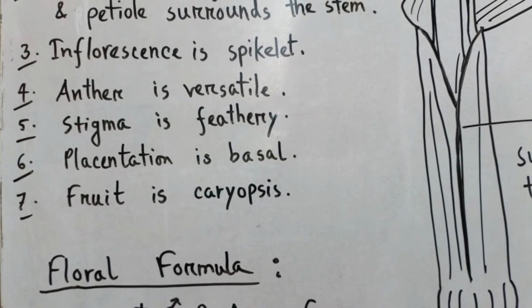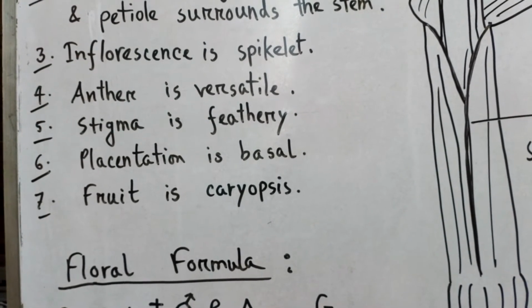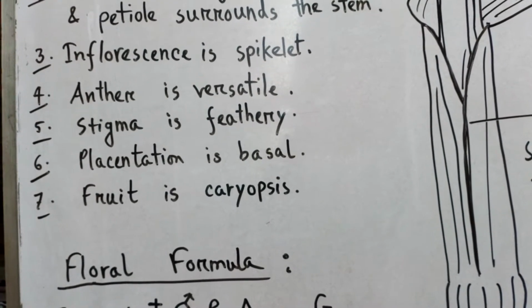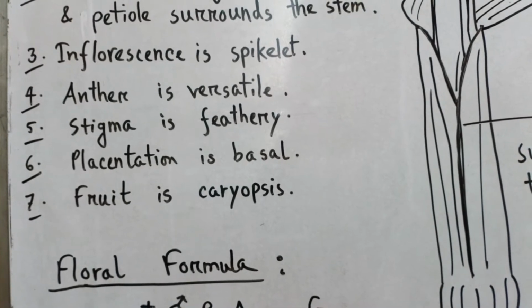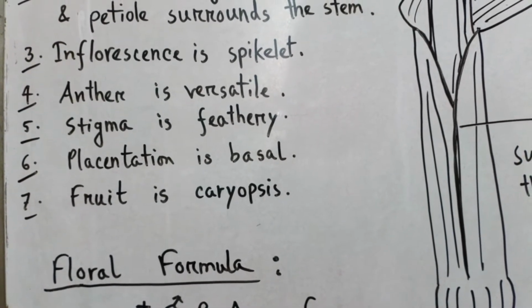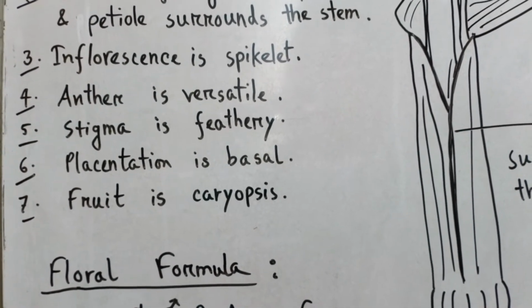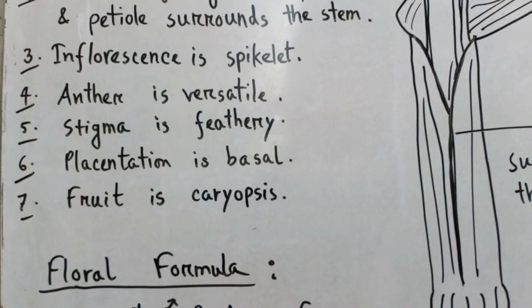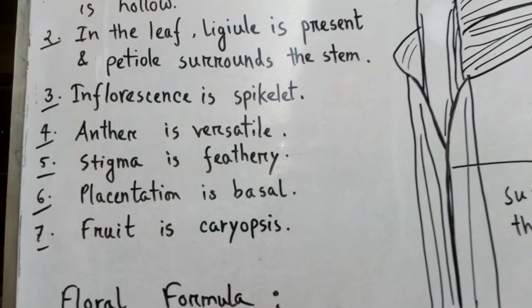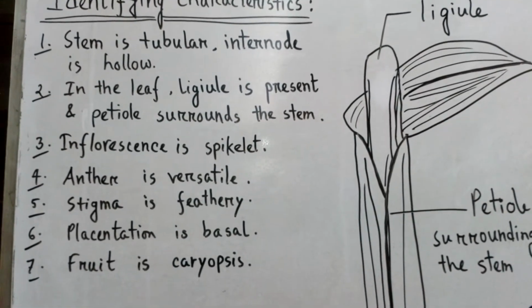Caryopsis is that kind of fruit in which there is only one chamber, and fruit coat and seed coat remain connected. There is only one cotyledon, there is only one chamber in the fruit, and fruit coat and seed coat remain connected. So all these are identifying characteristics of the Poaceae family.